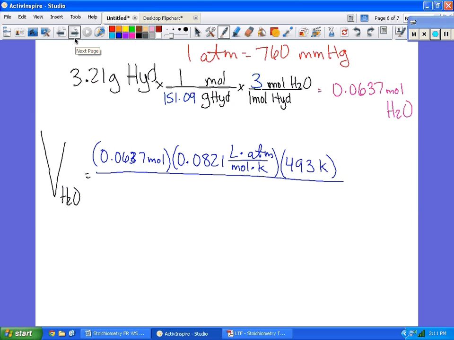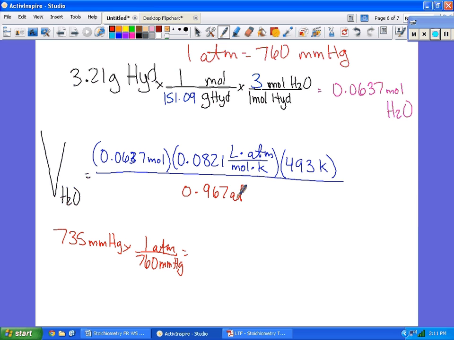We can take 735 millimeters of mercury, and in 760 millimeters of mercury, how many ATMs? 1 ATM. So, if you want to convert it, all you got to do is divide. 0.967 ATMs.